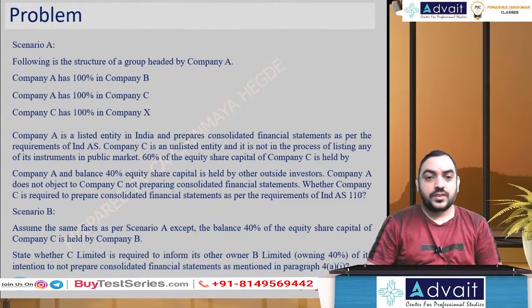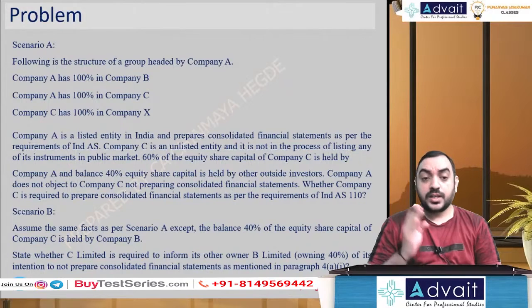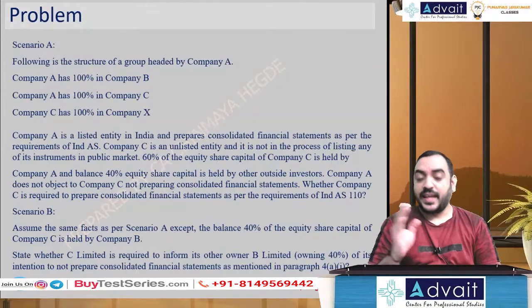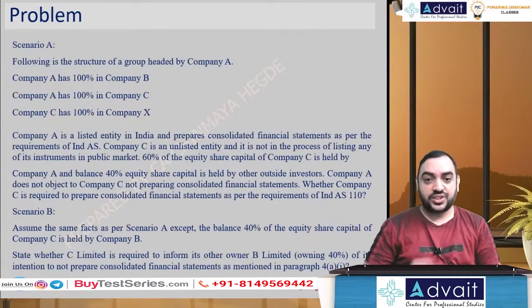Scenario A. Following is a structure of group headed by company A. Company A has 100% in company B. Company A has 100% in company C. And company C has 100% in company X. Let's write diagrammatically so that we understand the structure clearly.